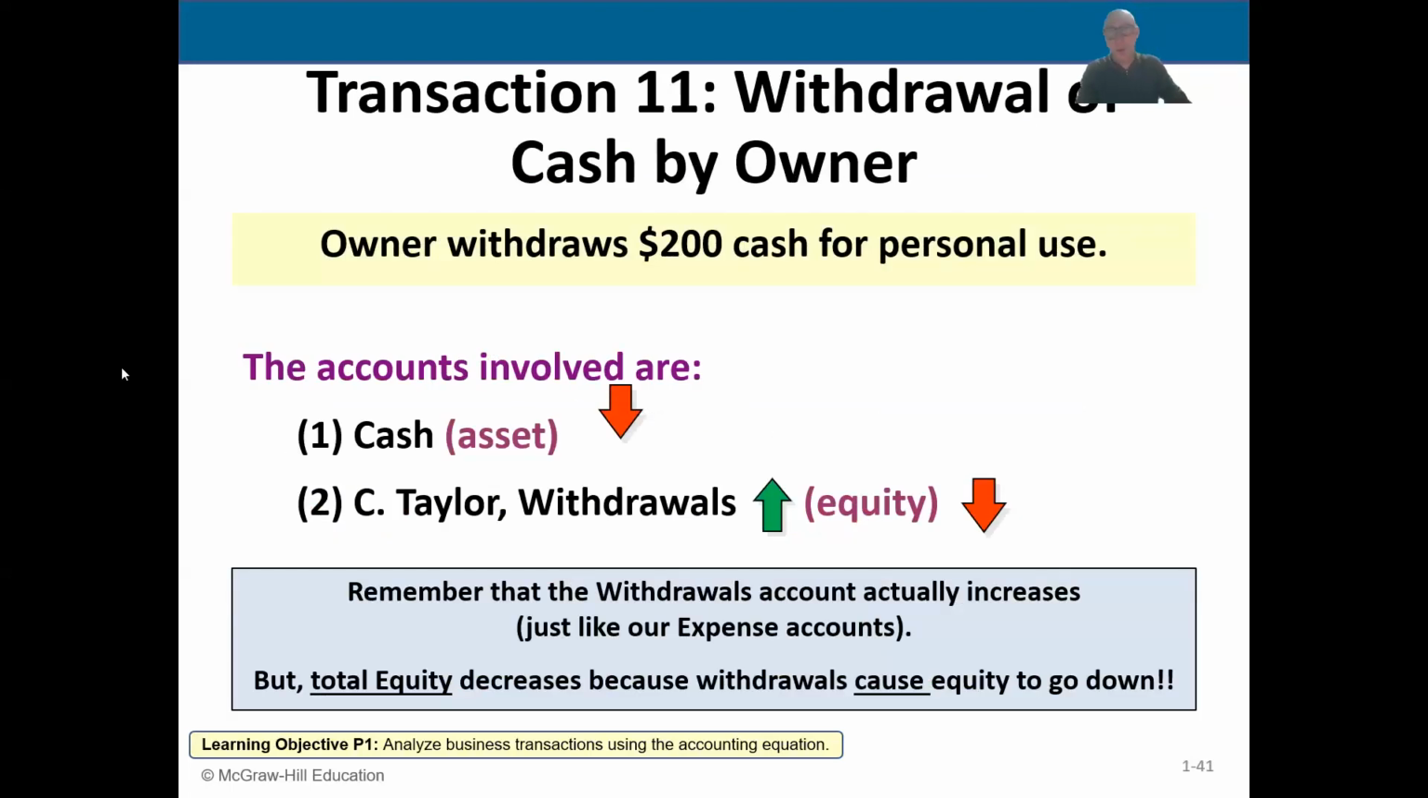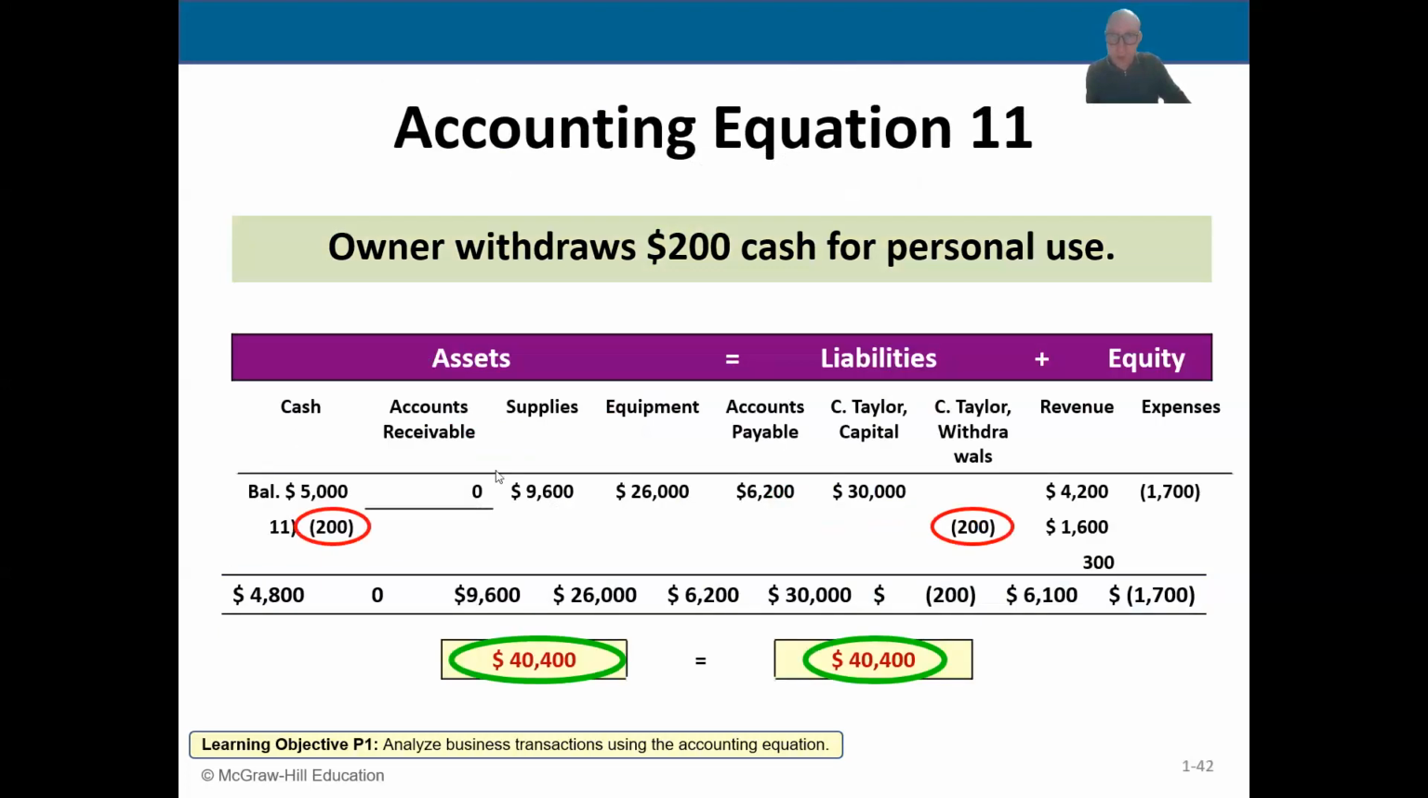11th transaction. The owner took out $200 out of the company for personal use. No problem. We debit owner's withdrawal, $200. That's an equity account. And we credit cash, $200, to take out the $200 from our assets. So owner's withdrawal went up, cash came down. This equation is still in balance.